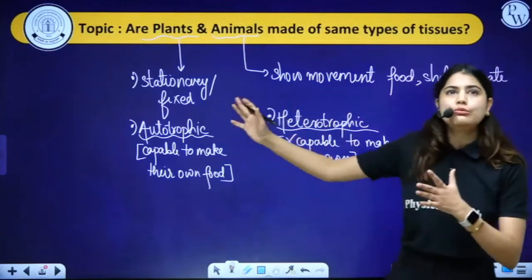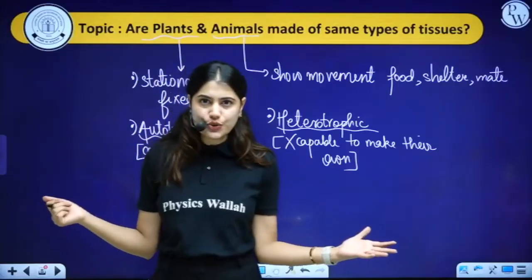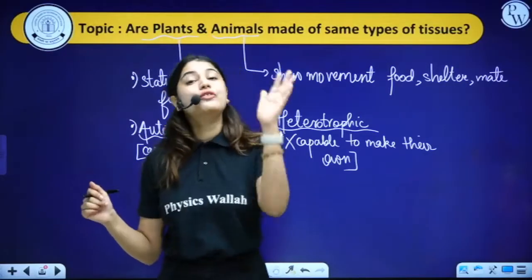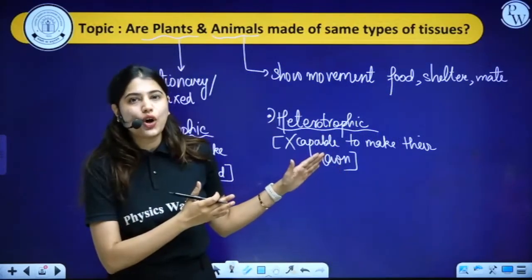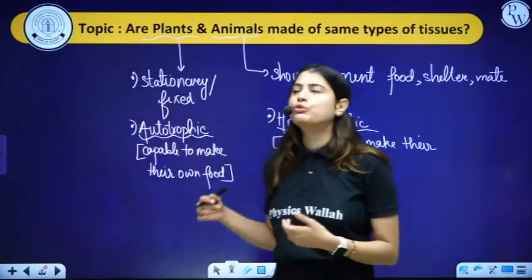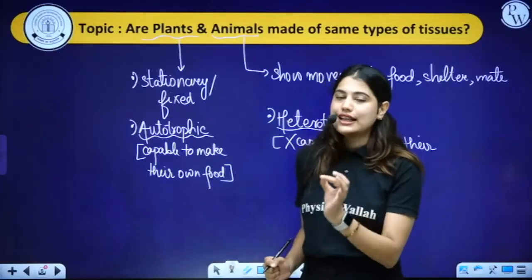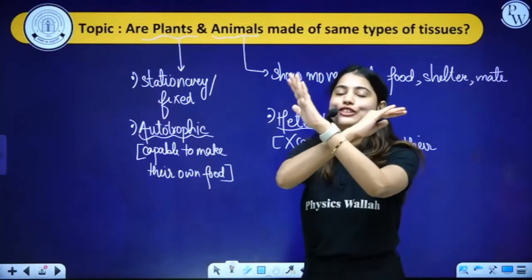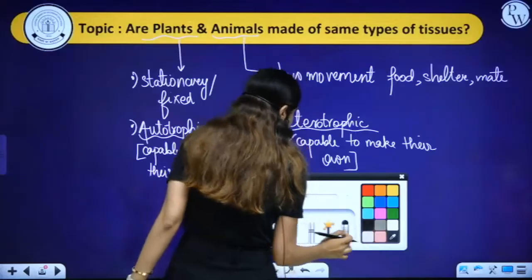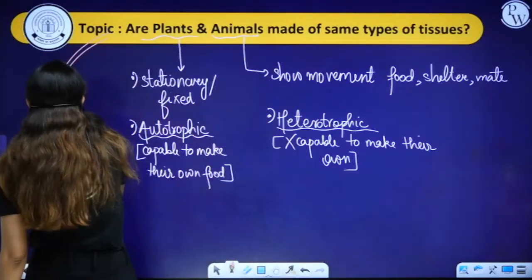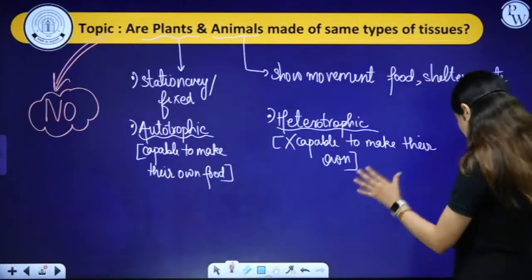So obviously one can move, one cannot move, one can make their food, one cannot. So how will they have the same tissues? They will have different tissues, isn't it? That is, the plant tissues are going to be different, the animal tissues are going to be different. They will have the tissue which helps them to move. They will have the tissue which helps them to make their own food, right? That is the reason that plants and animals do not have the same kind of tissues. They have different kinds of tissues. So the answer to this question is no. A big fat no. Right? Let's move.